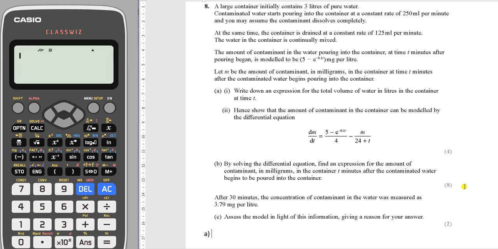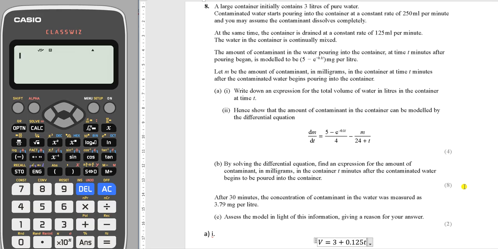We know that the amount of water in at the beginning is 3, and that every minute that goes by, another 250 mils is put in and 125 mils is taken out. So we can incorporate those 2 rates, the rate of increase and the rate of decrease, put them all together, and that's why they expect us to be able to write this down all in one go.